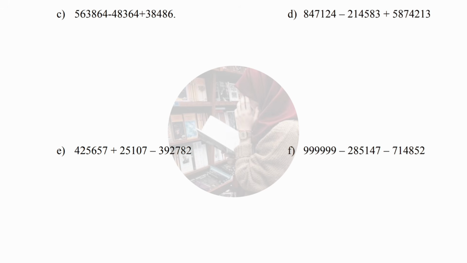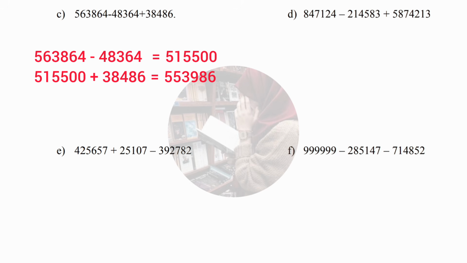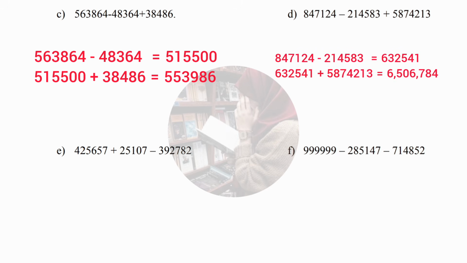5,63,864 minus 448,364 plus 38,486. First we'll pick the first two numbers and do whatever the operation is. Okay, so you will get the answer as 5,15,500. Then to this total we'll add the last third number.